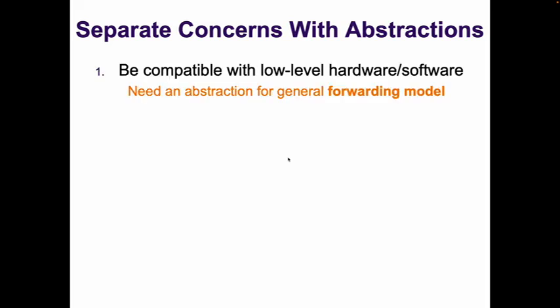Okay, so we need to separate these concerns with abstractions. The first one was be compatible with low-level hardware and software. So what you need is an abstraction that says, this is what I want you as a router to do, but I don't care what your internal data structures are. I want to tell you what you should be doing, and then you need to figure out, in terms of your own implementation, how to do it. So you need an abstraction for what I would call a general forwarding model.